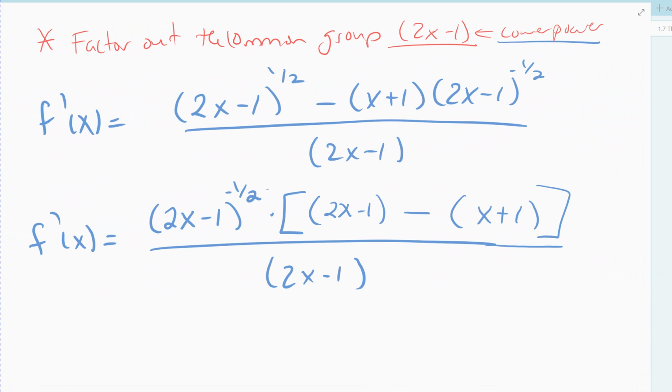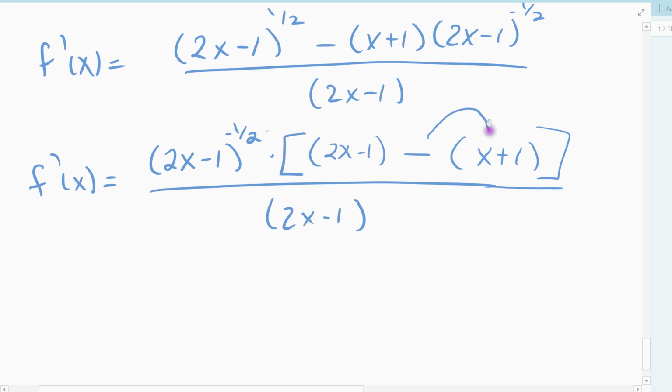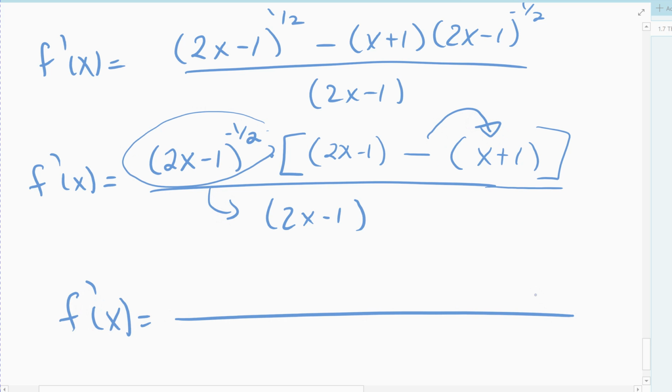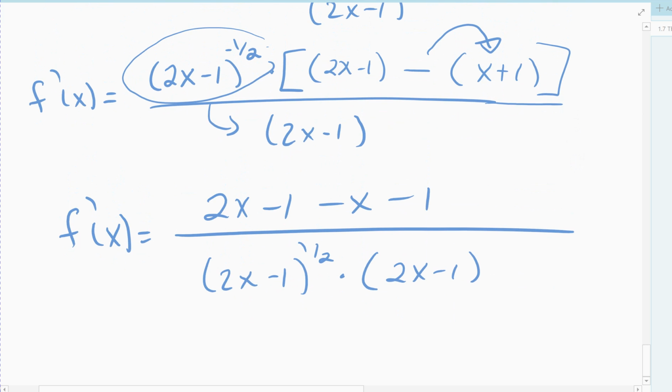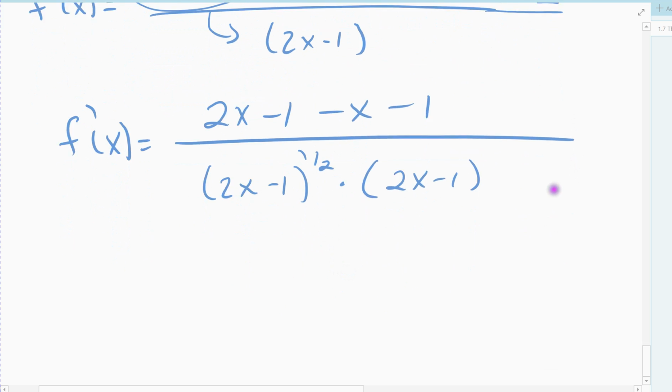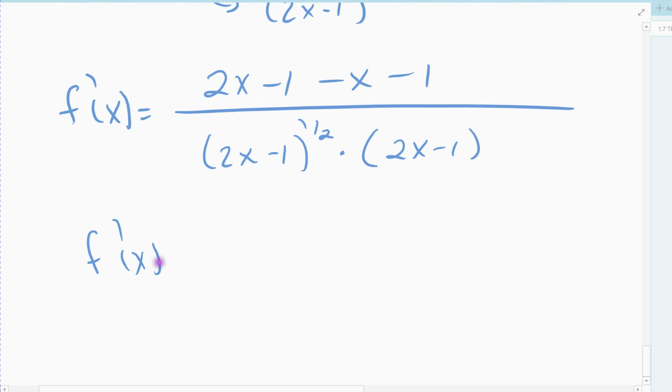That's the tricky step. Now the simplification. Well, I need to distribute my negative 1 here and then collect like terms. This can be moved down here because it's a negative exponent. So up top, I've got 2x minus 1 minus x minus 1. In the bottom, I have 2x minus 1 to the 1 half, because I moved it down, it becomes positive. The last thing is to just clean this up. Up top, collect like terms, so I'm going to have x minus 2.